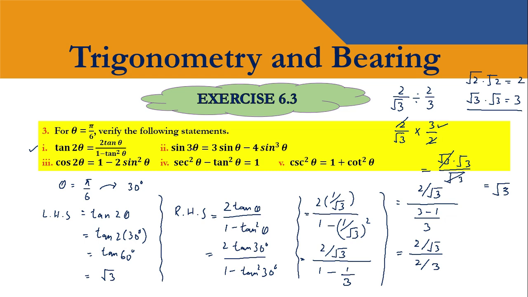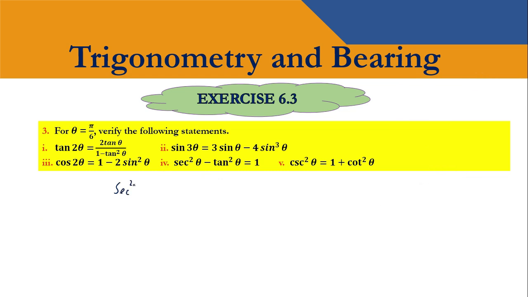The left hand side should be equal to the right hand side. So I will solve one more question for you, the fourth part. In the fourth part, secant square theta minus tan square theta should be equal to 1. Our right hand side is already 1, so we have to solve the left hand side. Secant square theta means secant square 30 degrees minus tan square 30 degrees.